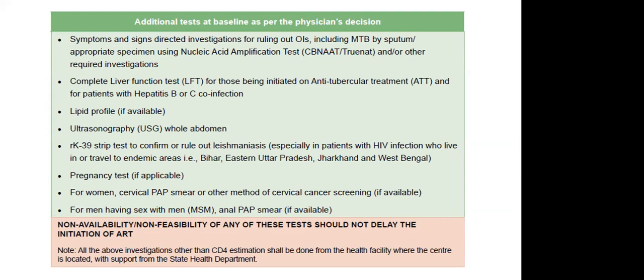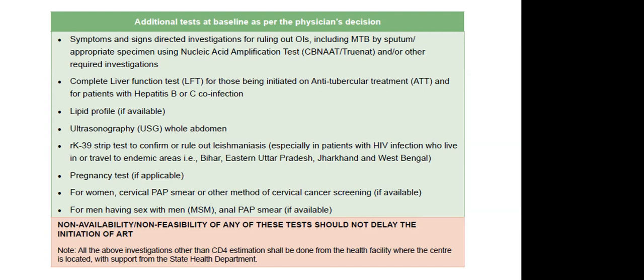Complete LFT has to be done for clients starting anti-TB treatment, and for those with hepatitis B and C co-infections. Lipid profile, if available in the facility. USG abdomen, particularly in those presenting with hepatosplenomegaly or PUO, is a good screening tool for diagnosis of multiple opportunistic infections.